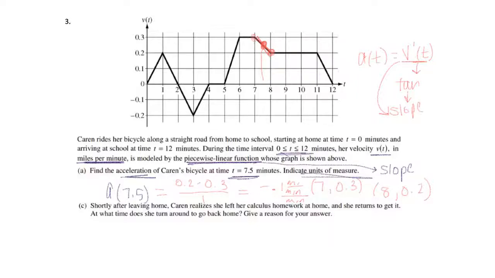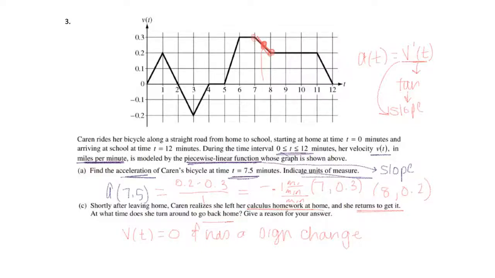Either would be correct. Part C, shortly after leaving home, Karen realizes she left her calculus homework at home. What a great student. She is awesome. She turns around and goes and gets her homework. At what time does she turn around and go back home? Well, we know that we change directions at times where velocity equals 0 and has a sign change. So those things, that's what we're looking for. So sign change.